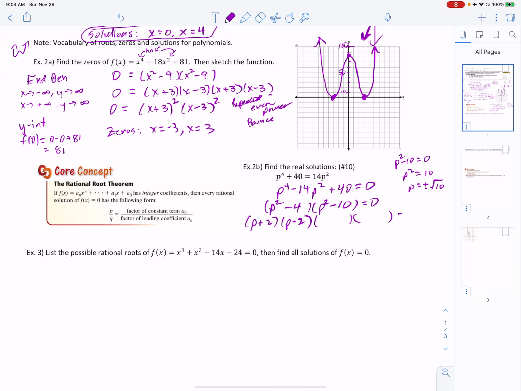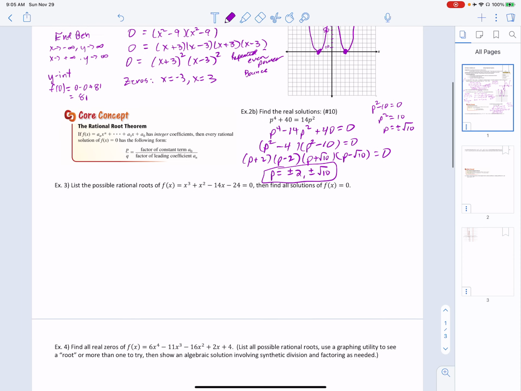Since we want real solutions, that includes irrational, you will see them go ahead and factor this p plus root 10, p minus root 10, and you can do it that way for the factors. So the solutions are plus or minus 2 and plus or minus root 10.